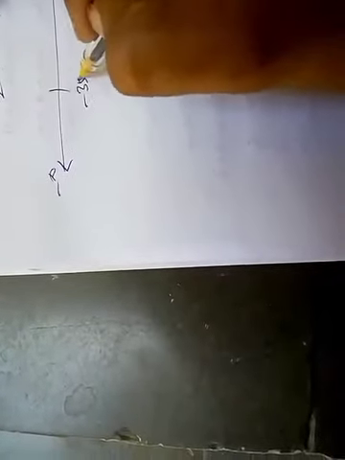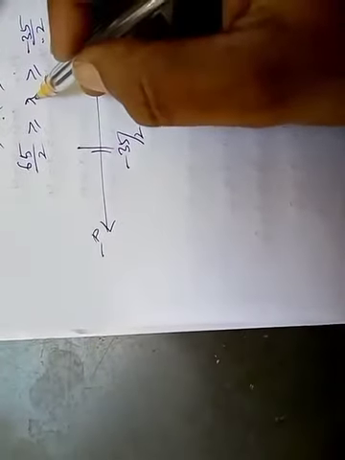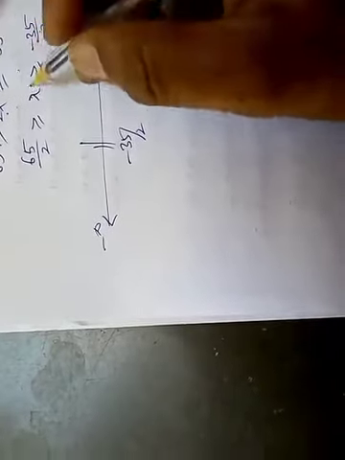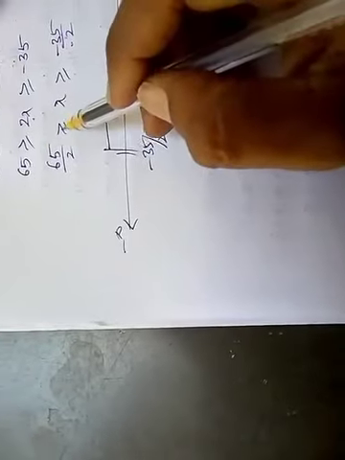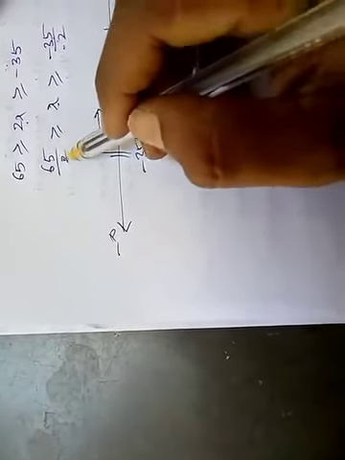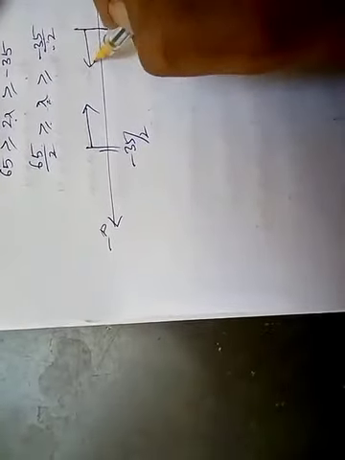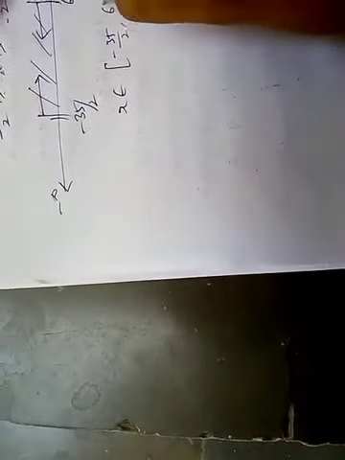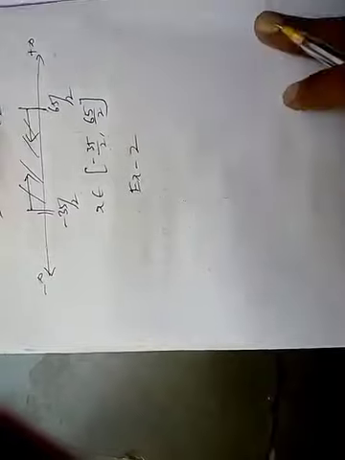Okay, so draw a number line with plus infinity. This is the smaller value, minus 35 by 2, and here 65 by 2. So x values are more than minus 35 by 2, x greater than or equal to minus 35 by 2, which means this side. And x values are smaller than 65 by 2, 65 by 2 greater than or equal to x. So x values lie between minus 35 by 2 comma 65 by 2, and both are included. That is the solution.